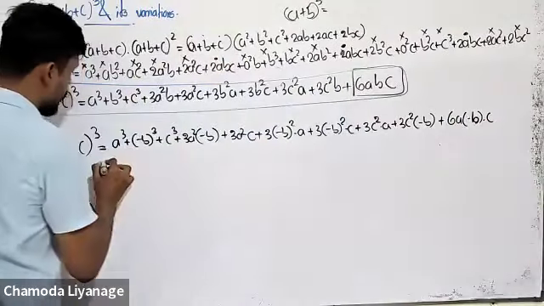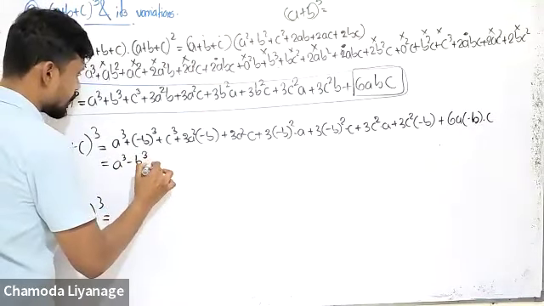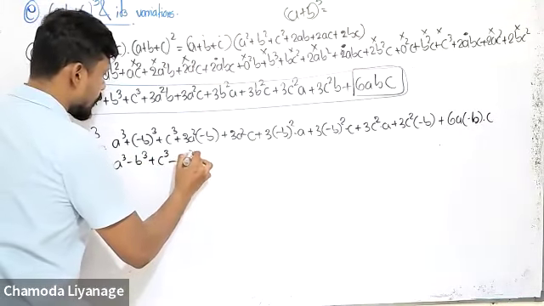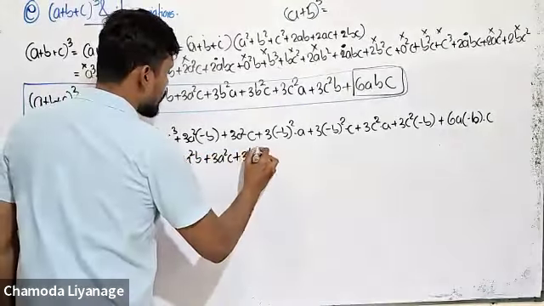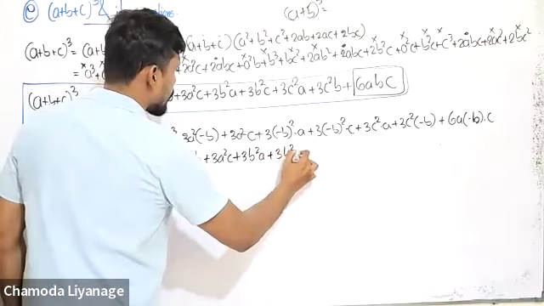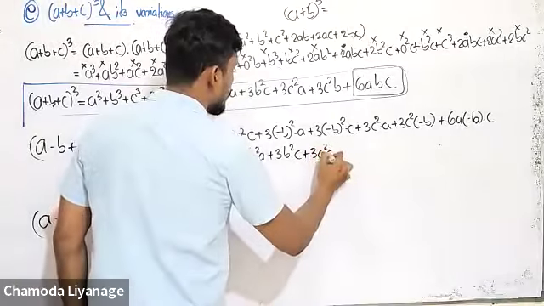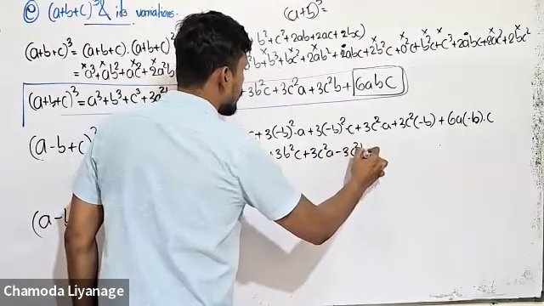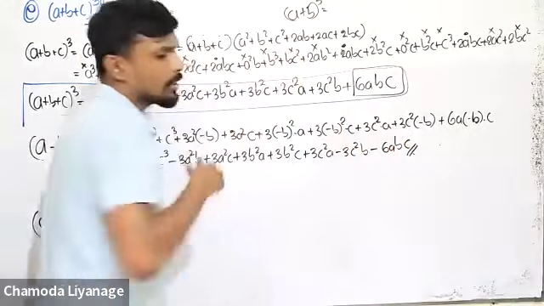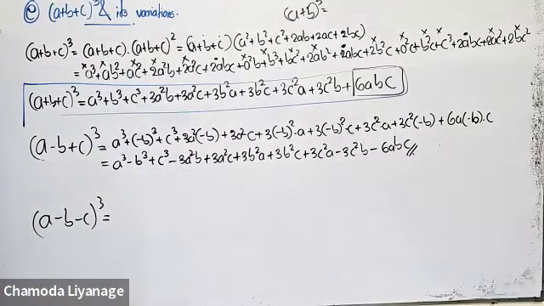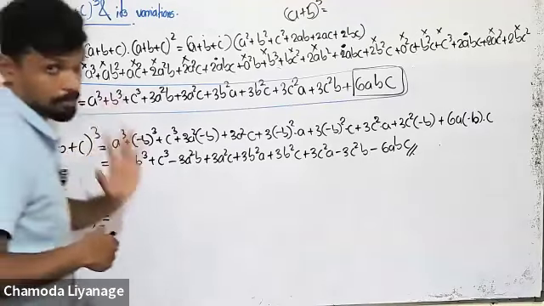Next, the simplification part. a cube minus b cube plus c cube minus 3a squared b plus 3a squared c plus 3b squared a plus 3b squared c plus 3c squared a minus 3c squared b minus 6abc. And what about this one? Try that one. Just remember the pattern.